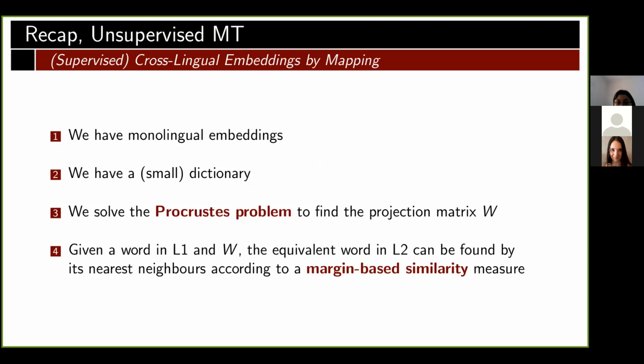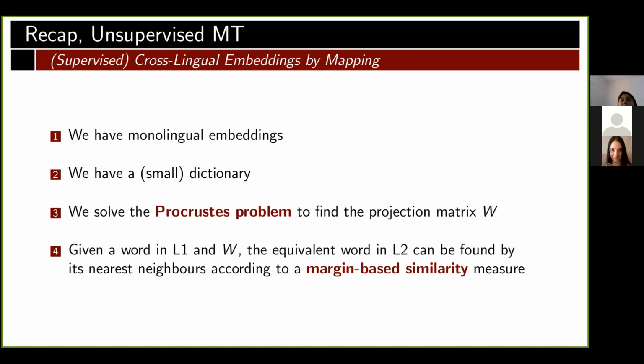So the main pipeline for obtaining cross-lingual embeddings via mapping was this. The first thing we needed is high quality, the best quality we could get, for monolingual embeddings. Then we would use a small dictionary. We are assuming a supervised setting here. And with this small dictionary and the monolingual embeddings, we will learn a projection from one language into the other. We would do this by solving the Procrustes problem.